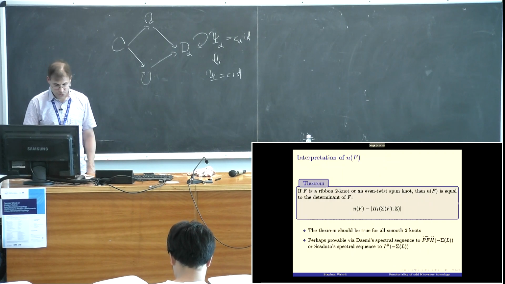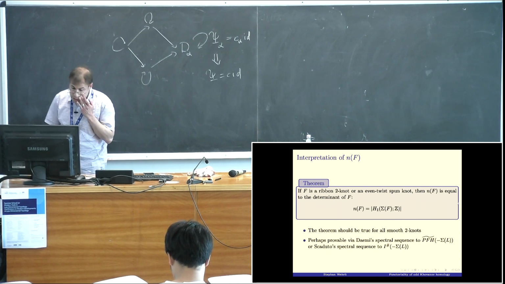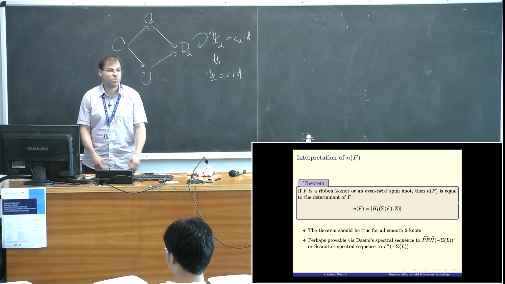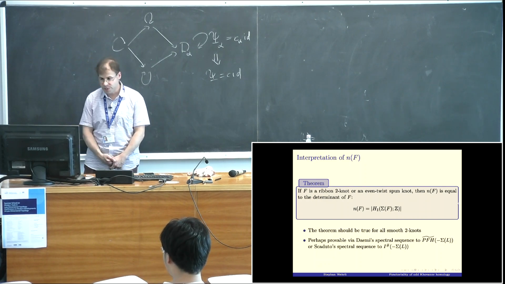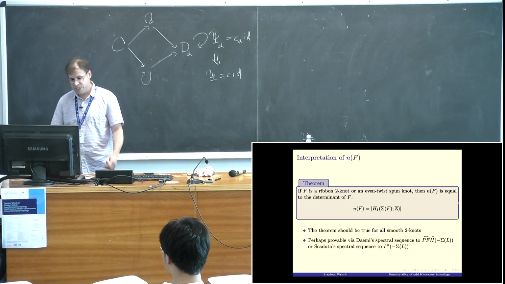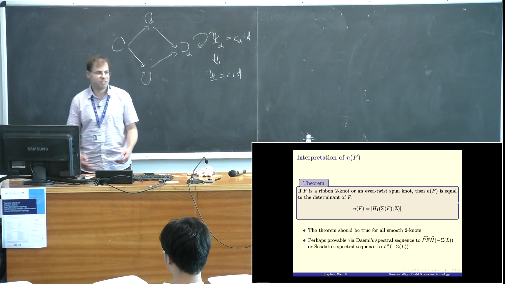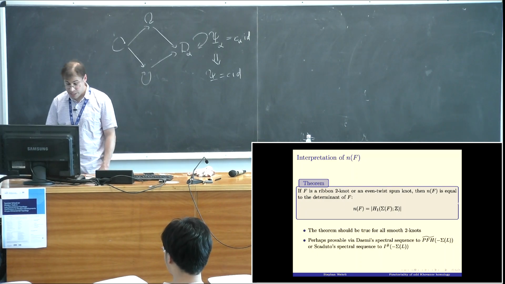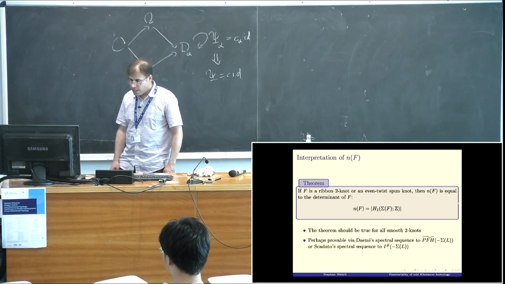And now what's the interpretation? Well, we can prove this theorem. So if F is either a ribbon 2-knot or an even twist spun knot, then this odd Khovanov-Jacobsson number is just equal to the determinant of the 2-knot, so the order of the first homology of the branch double cover. And this should be true in general, and there are probably proofs using some known spectral sequences to Floer theories, but there are probably some technical details that will need to be worked out. But we can prove it combinatorially for ribbon 2-knots and even twist spun knots.